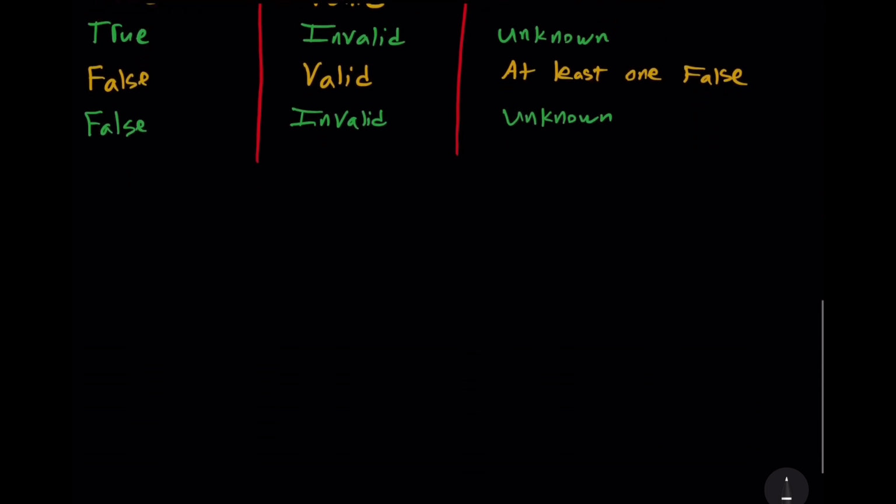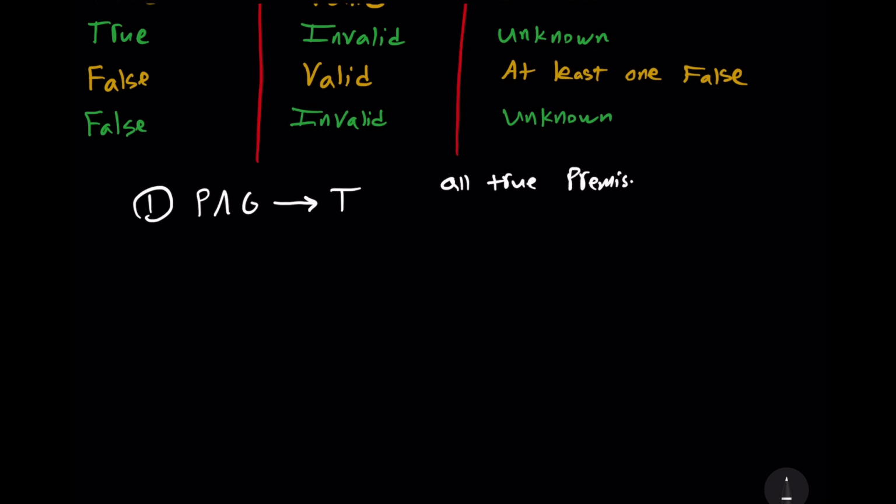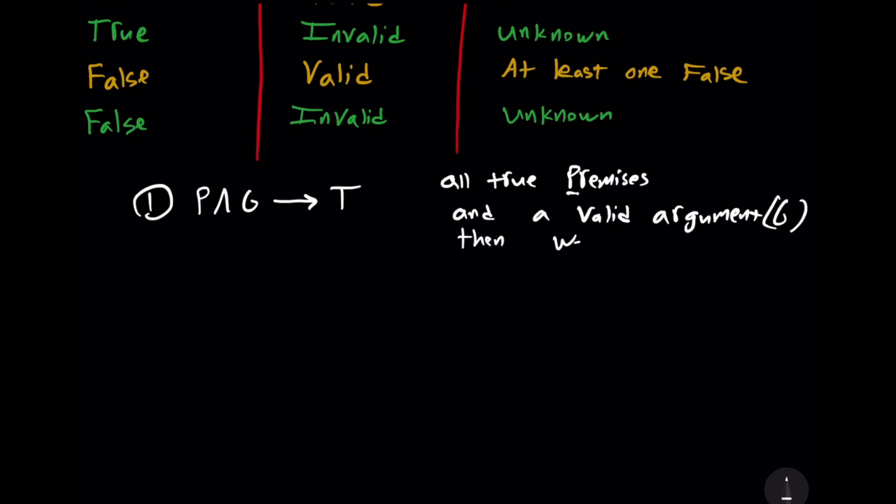Now I want to illustrate something, actually with the language of propositional logic, before I talk about these other notes. So let's say we have the first premise, P and G arrow T. So this represents all true premises, P for premises, and a valid argument. And here I'm just using the letter G for that. Then we get a true conclusion.